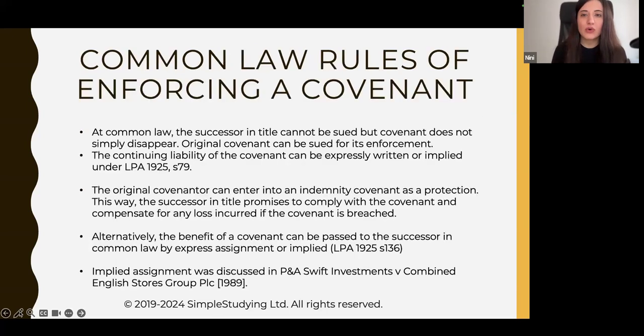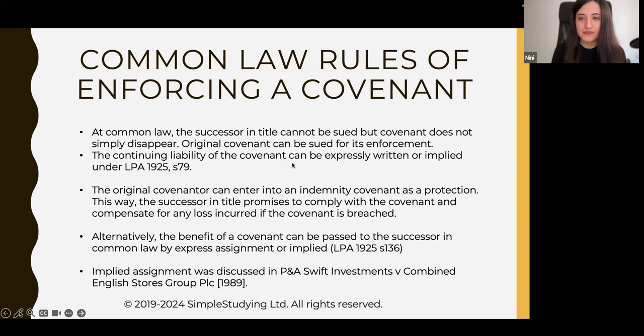Common law rules of enforcing a covenant. At common law, the successor in title cannot be sued, but the covenant does not simply disappear. Because the successor in title cannot be sued due to the privity of contract rule, it doesn't mean the covenant just vanishes. No, it continues, it binds the previous owner. So imagine the previous owner sells the land and is still bound by the covenant. It's very inflexible, but there are ways to protect the owner in this kind of circumstance.